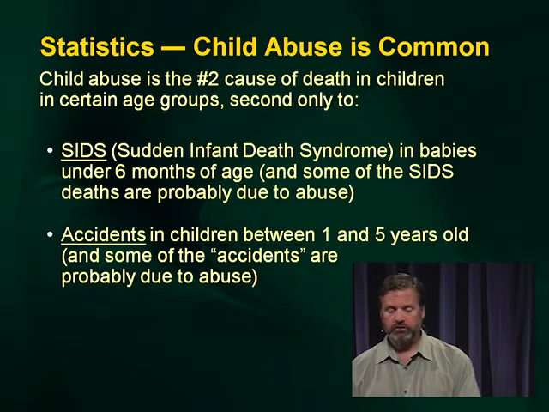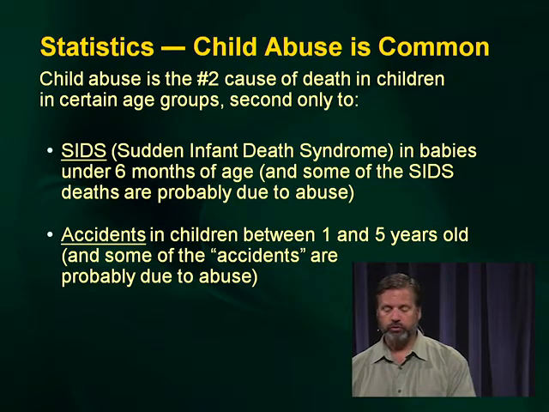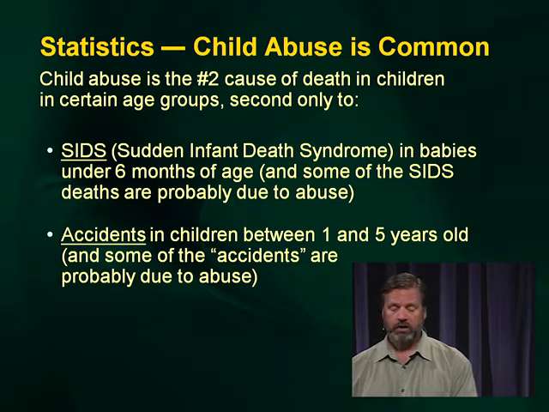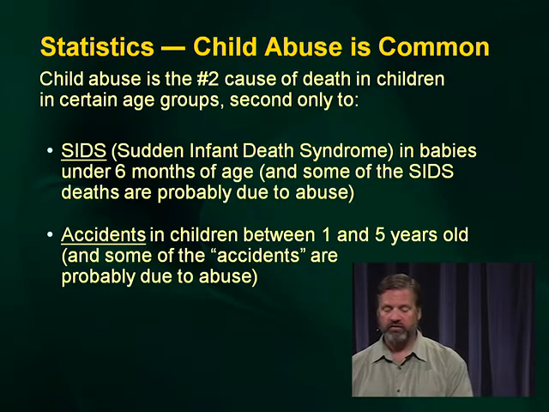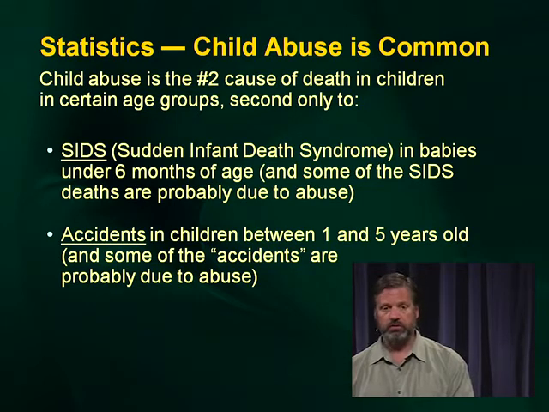Statistics show that child abuse is the number 2 cause of death in children in certain age groups, and it's secondary only to SIDS in those 6 months of age and younger. There are many who believe that many SIDS deaths are the result of child abuse. And it's number 2 in the age group of children between 1 and 5 years old, second only to accidents. Many believe that many of those accidents are also the result of child abuse.